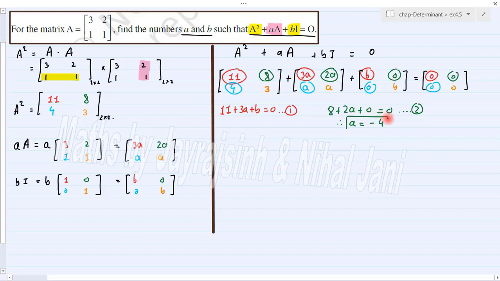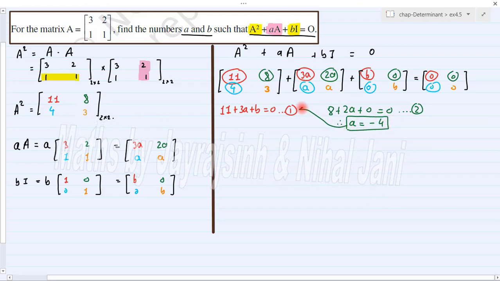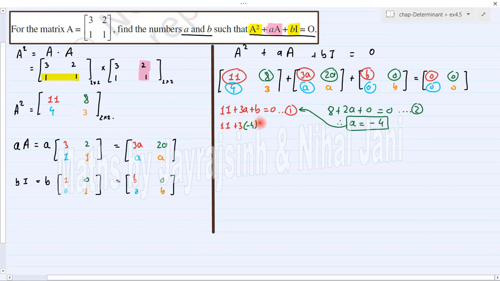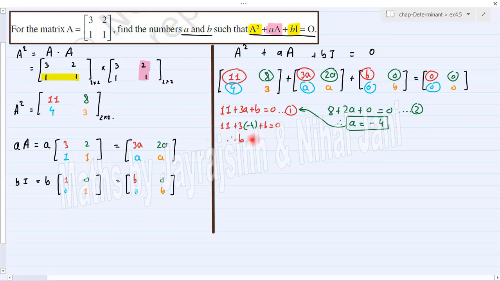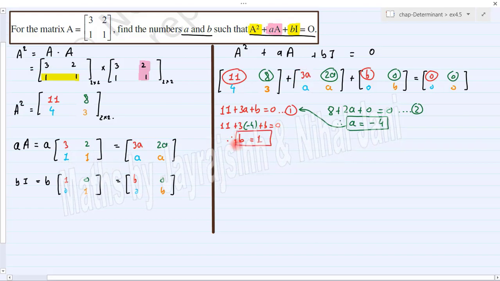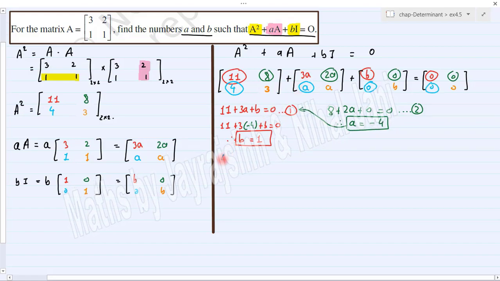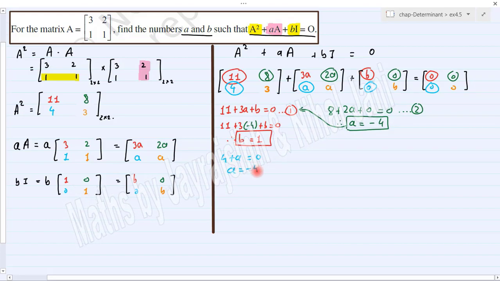Now let's substitute the value of A in your first equation. So we will get 11 plus 3 times A, or we can say minus 4, plus B equal to 0, which will give us B is equal to 1. So we get the value of A and B, but before we conclude the answer, we have to compare another elements also. So from third element, we will get 4 plus A is equal to 0, which will give us A is equal to minus 4, which will give us same result.